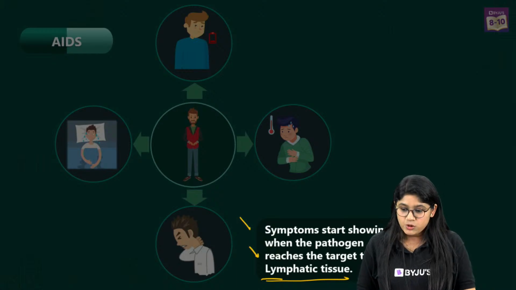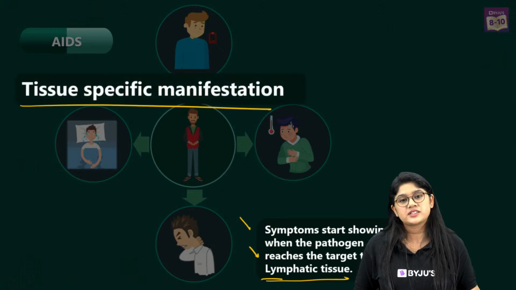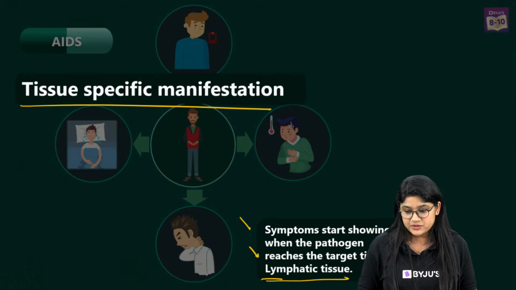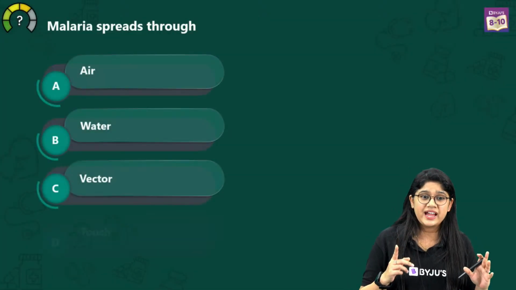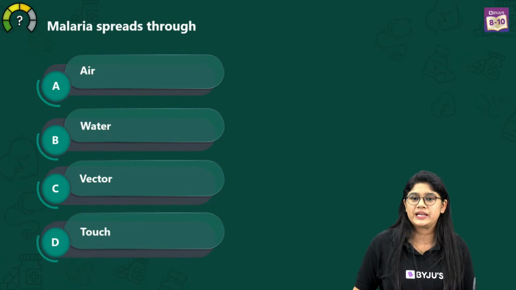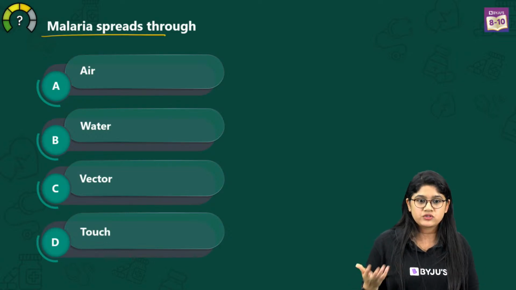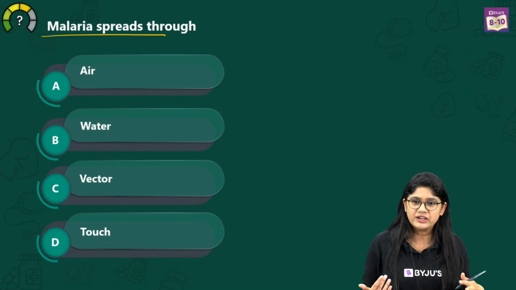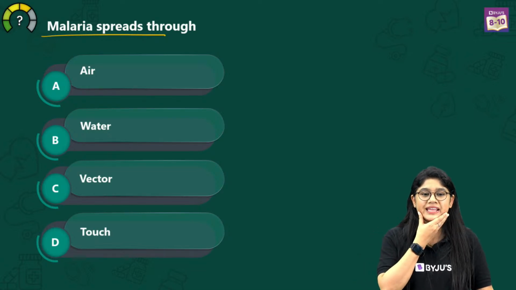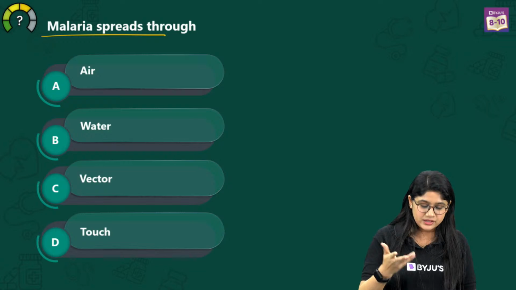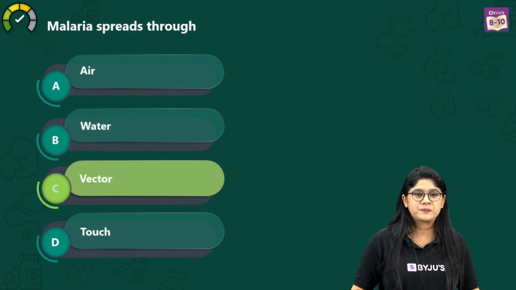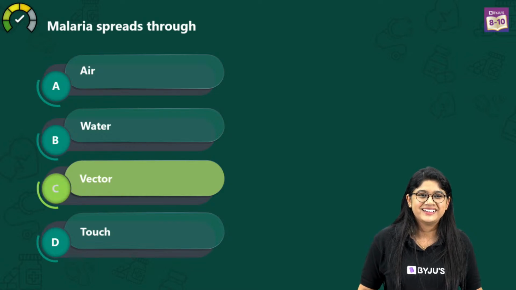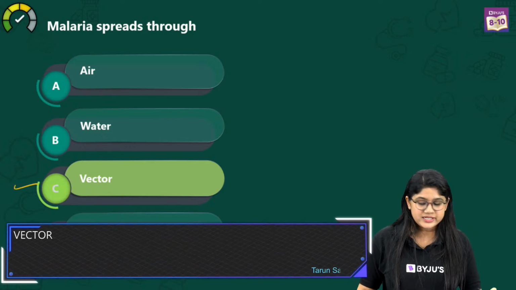Okay, awesome. Moving ahead, everyone. The one thing that we have just discussed is tissue-specific manifestation. It's a very important concept. Now, let's quickly move ahead to a very important question again. Because we have less time, we have to do it really quickly. Malaria spreads through what? I want the answer really quickly. Malaria spreads through a vector. Absolutely correct, Arya. Very good. So the correct answer is the vector.